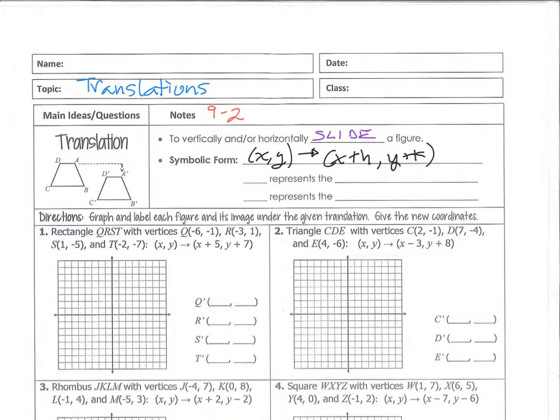So here, h is going to represent a right-left movement. Is a right-left movement horizontal or vertical? Horizontal. So h represents the horizontal movement, and we'll call it a shift. And then k represents the vertical shift.